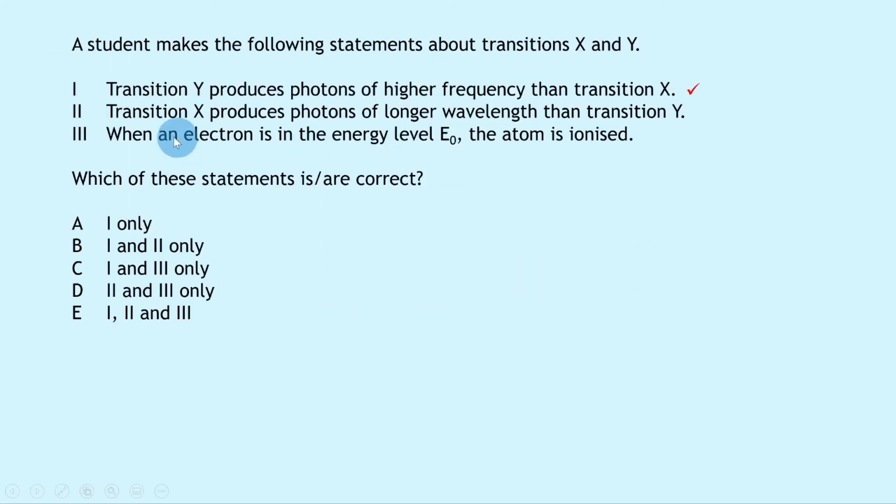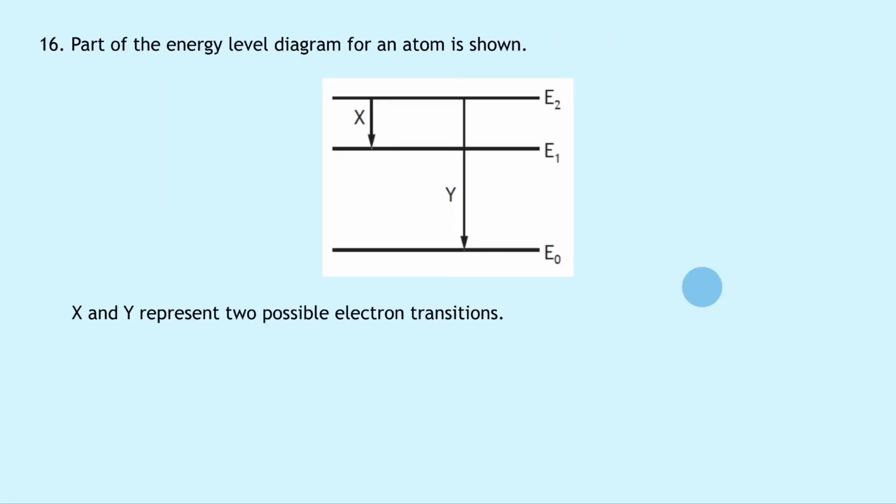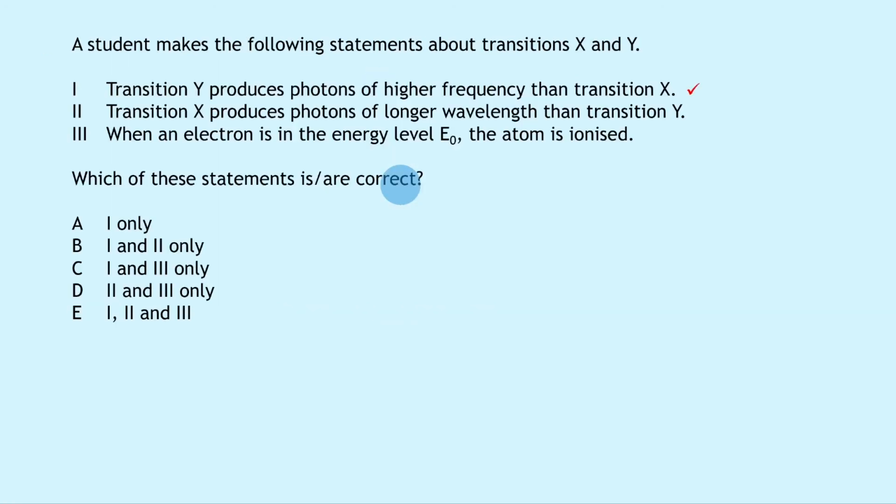Statement 2, transition X produces photons of longer wavelength than transition Y. Well, remember the relationship between wavelength and frequency is an inversely proportional one, which means the bigger one is, the smaller the other one is. So a longer wavelength will correspond to a shorter frequency. And if frequency is directly proportional to the change in energy, a shorter frequency will mean a smaller energy change. And you'll see that transition X here does have a smaller energy difference, so that means that this second statement is also true.